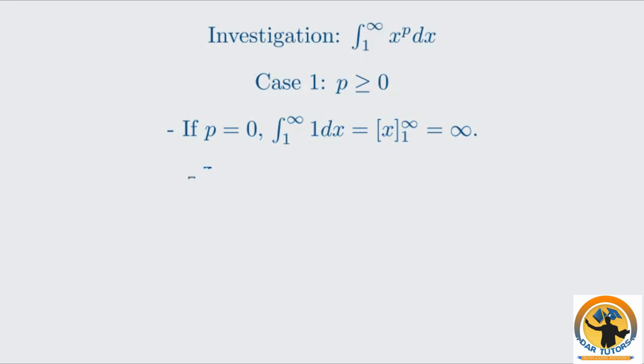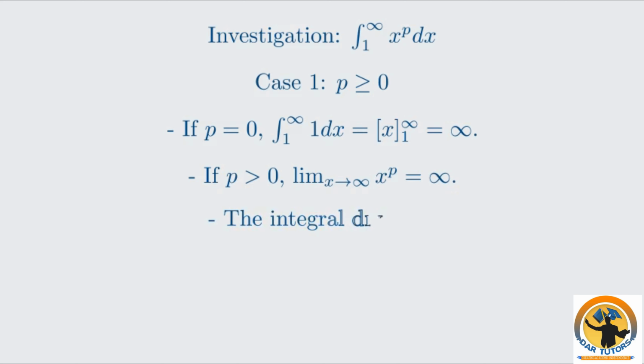If p is positive, say 1, the integral of x dx is x squared over 2, which also goes to infinity. In fact, for any p greater than or equal to 0, the function x to the p does not approach 0 as x approaches infinity. Therefore, the integral must diverge.